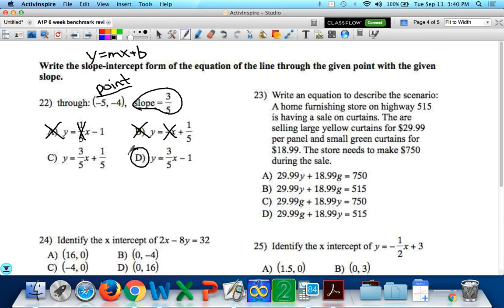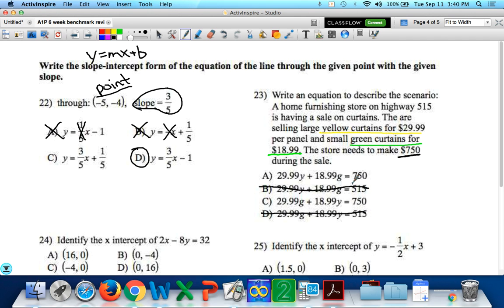Number 23 is pretty straightforward, just writing an equation, but you have to be very careful of the different intricacies between these. This is $29.99 for yellow curtains, okay? For green curtains, we're looking for $18.99, and our total needs to be $7.50. Well, that gets rid of that right there and right there.